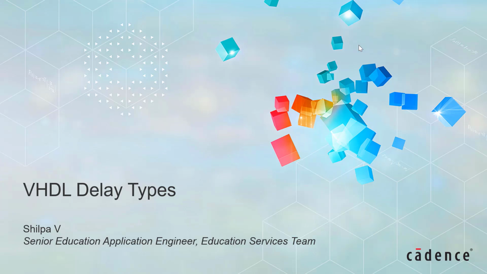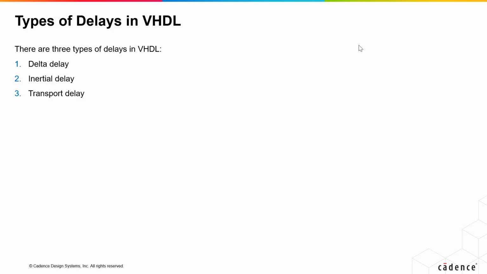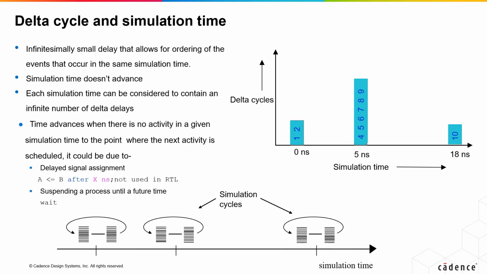VHDL delay types. There are three types of delays in VHDL: delta delay, inertial delay, and transport delay. Let us look into each of these.